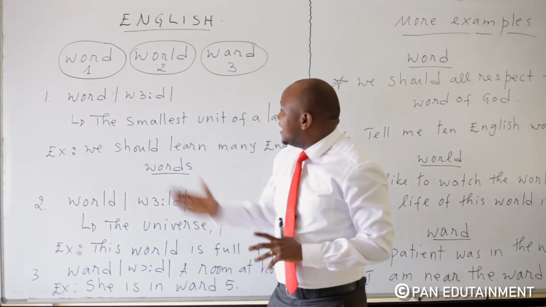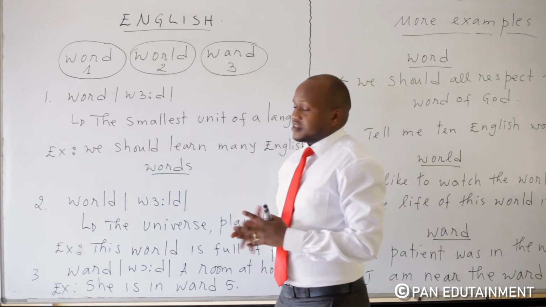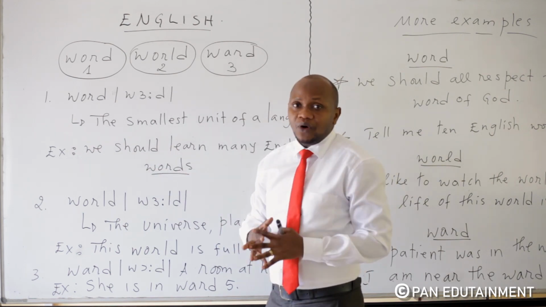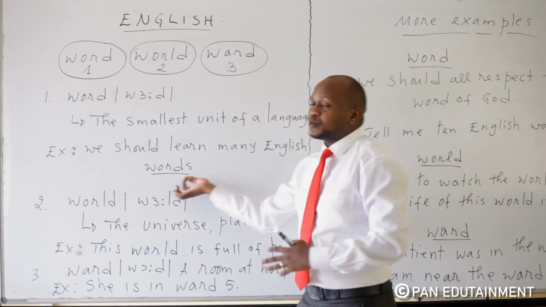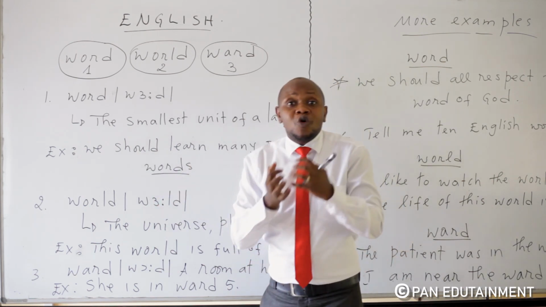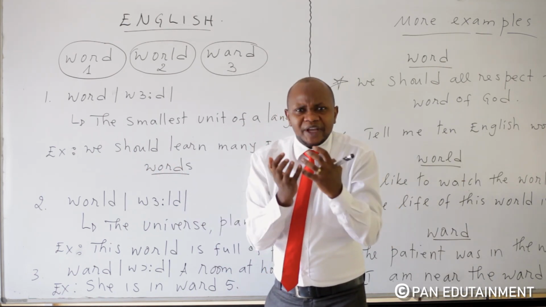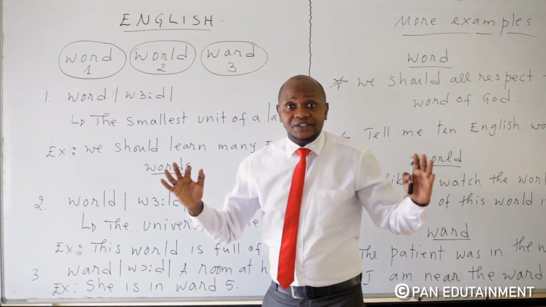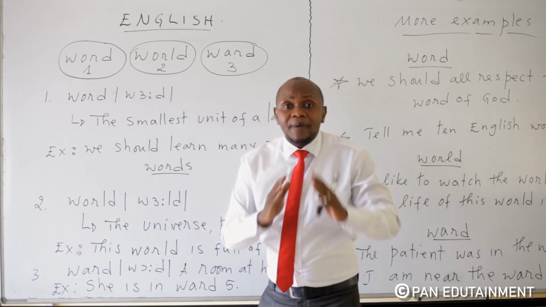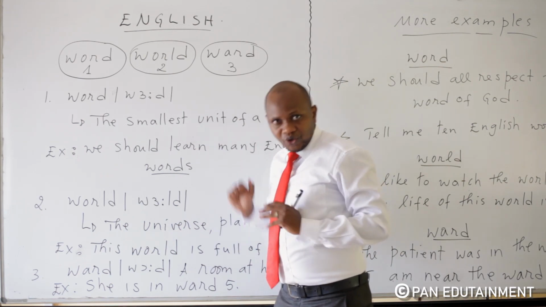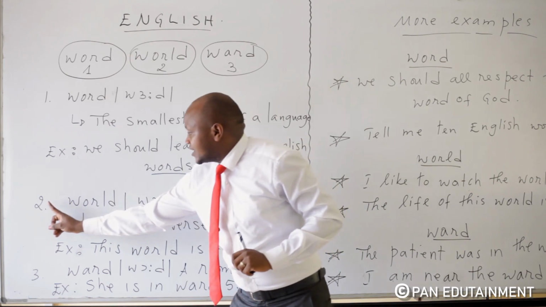Let us go to the second. First of all, let us see the example. We should learn many English words. The plural of word is words. We should learn many English words. Many English words. Good. Then let us go to the second, which is world.